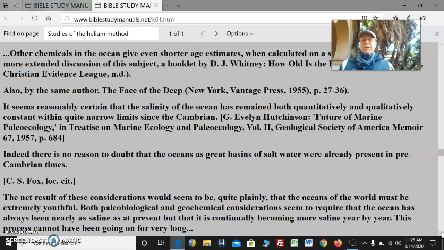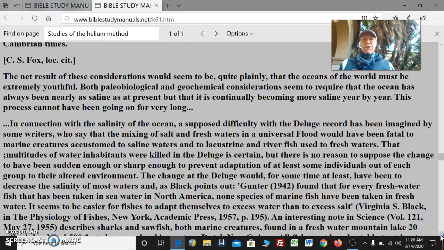It seems reasonably certain that the salinity of the ocean has remained both quantitatively and qualitatively constant within quite narrow limits since the Cambrian. That's the lowest rock strata where life is. Indeed, there is no reason to doubt that the oceans as great basins of salt water were already present in Precambrian times. The net result of these considerations would seem to be, quite plainly, that the oceans of the world must be extremely youthful. Both paleobiological and geochemical considerations seem to require that the ocean has always been nearly as saline as at present, but that it is continuously becoming more saline year by year. This process cannot be going on for very long.